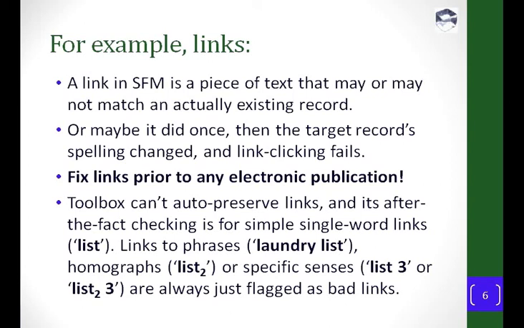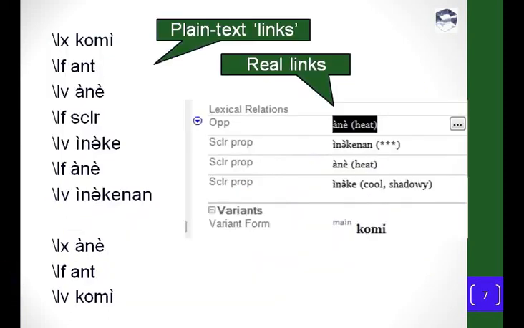Now Toolbox can't automatically preserve links when you're changing numbering and spellings, and its after-the-fact checking is really very simplistic. It only works for single-word links. It doesn't work for phrases, it doesn't work for homographs, nor for specific senses. Again, a plain text link might not be a real link at all, and the real links that Flex has are always double-ended. If you delete either entry, the link will be deleted as well, or if you change the spelling or numbering of one, the link will still be preserved.